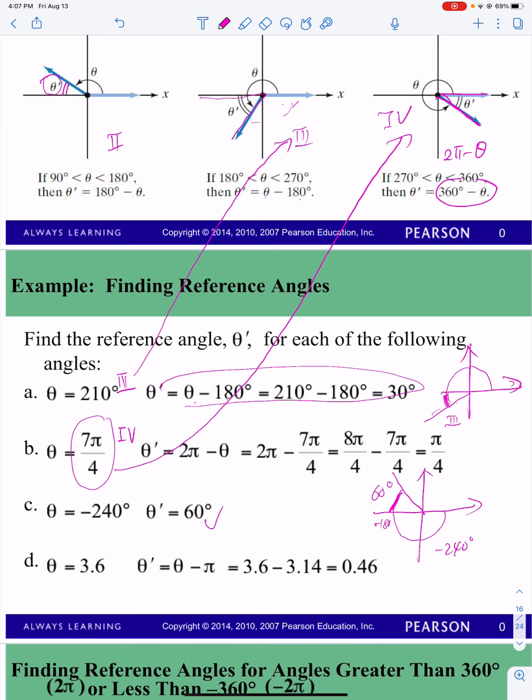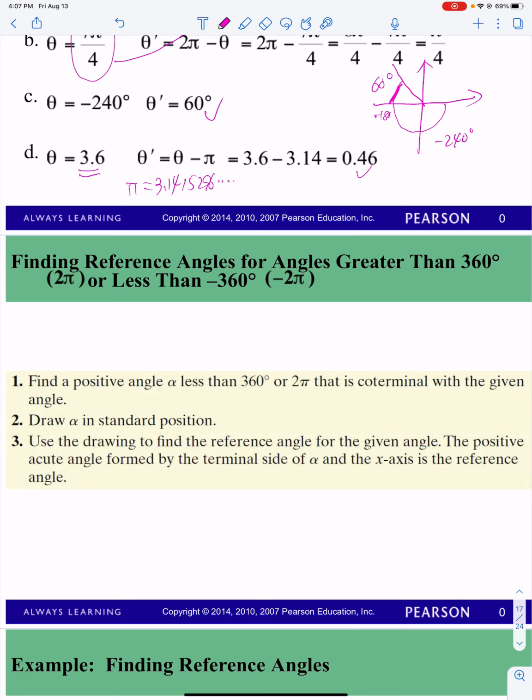And for this one, you have to know what pi is, 3.14. 3.6 is a little bit more than pi, so it's in this quadrant. Okay, so this one you have to know this thing. It's a tricky one. Find the reference angle when the angle is greater than 360 or less than negative 360.